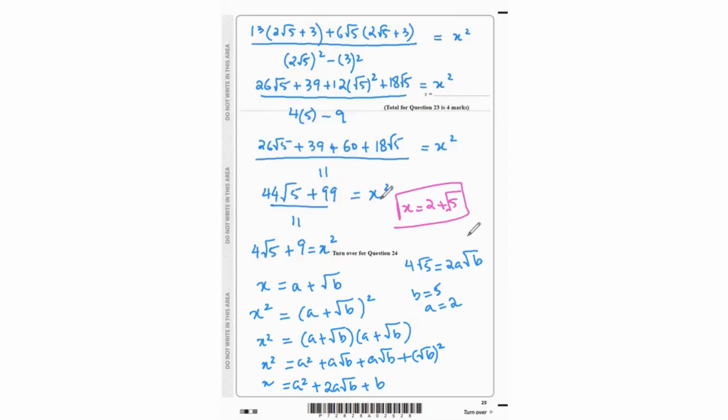Once you've found your value for x squared, you use the form that's given in the question, which is x equals a plus root b. You square that, expand the bracket, and once you have the expanded version, you equate it to what you have found for x squared. Then you put the similar terms equal to each other, like the roots equal to the roots, the constants equal to the constants. And then you'll see that 4 root 5 equals 2a root b, which means b is 5 and a is 2. And that's how you solve this question.